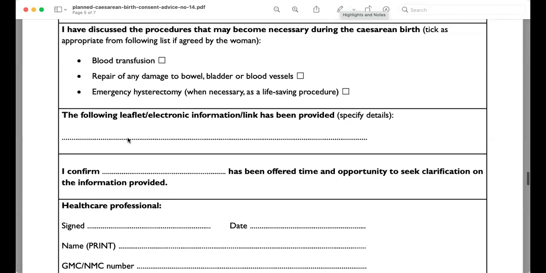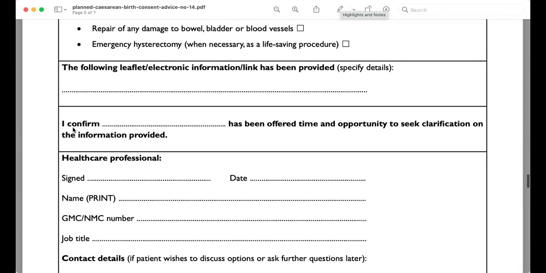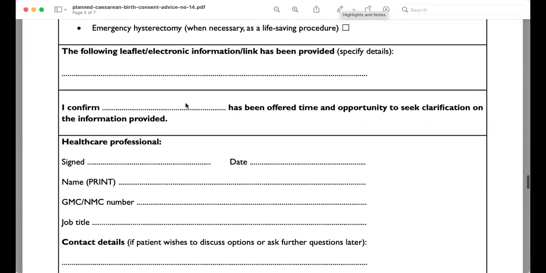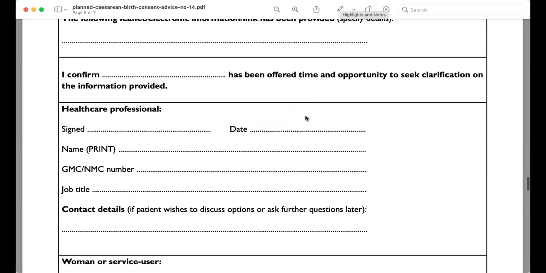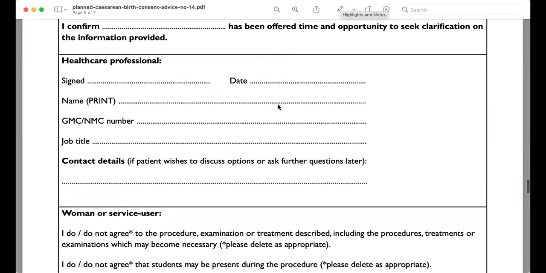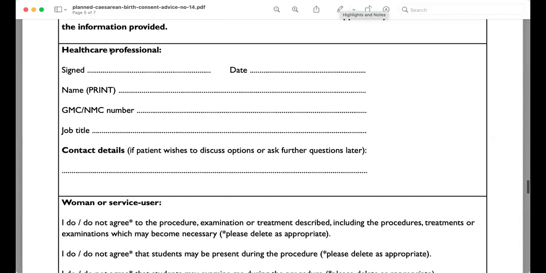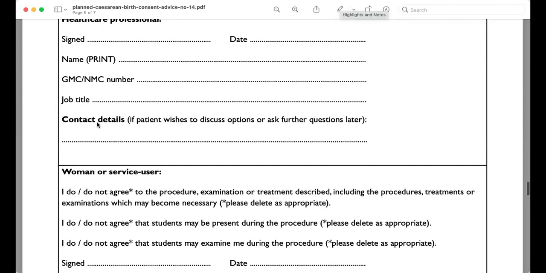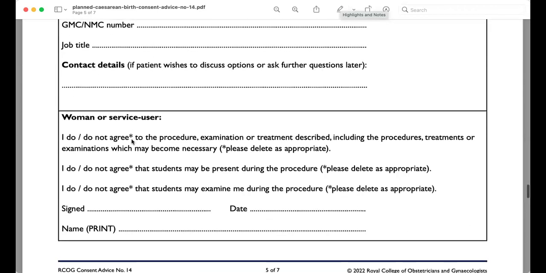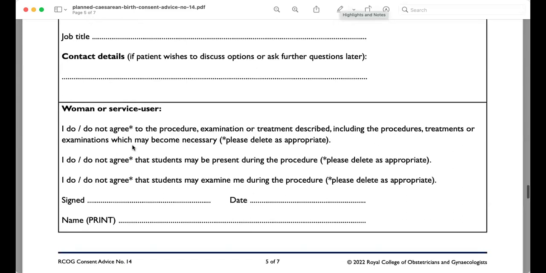So your friend there in the consent form in the book missed the name of the patient information leaflet and missed this point. I confirm that, for example, Samantha has been offered time and opportunity to seek clarification on the information provided. Then the information about the healthcare professional, so this is for yourself. You have to sign and mention the date, name in printed form, GMC number and job title, and contact details if applicable as well.